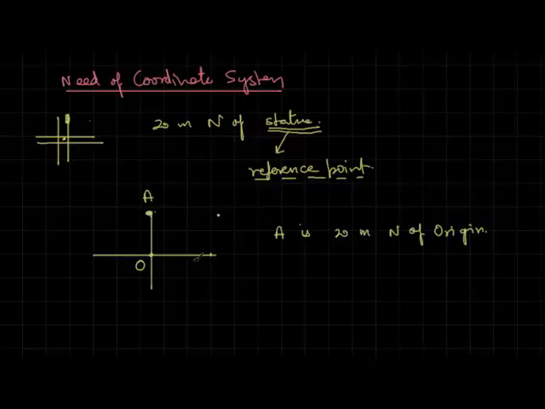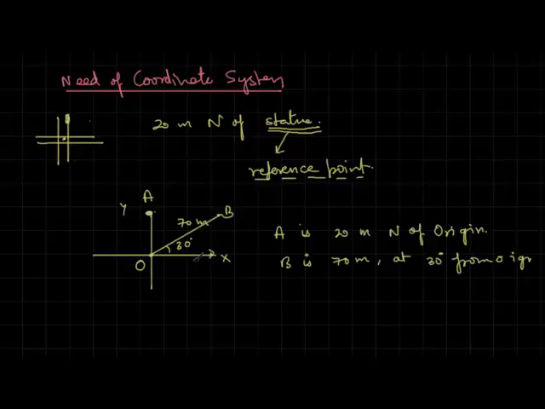Or if we have an object B at 30 degree with the positive x-axis, let's say this is 70 meter, we'll say B is 70 meter at 30 degree from origin, from positive x-axis. So this is 30 degree from positive x-axis, and when we say just 30, it's positive 30. So this is the direction. So 70 meter, this is the magnitude.